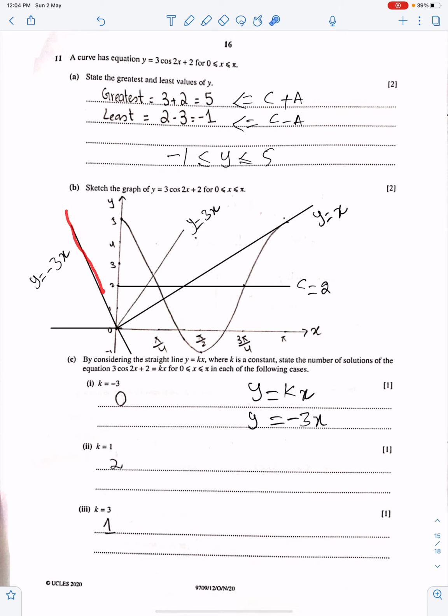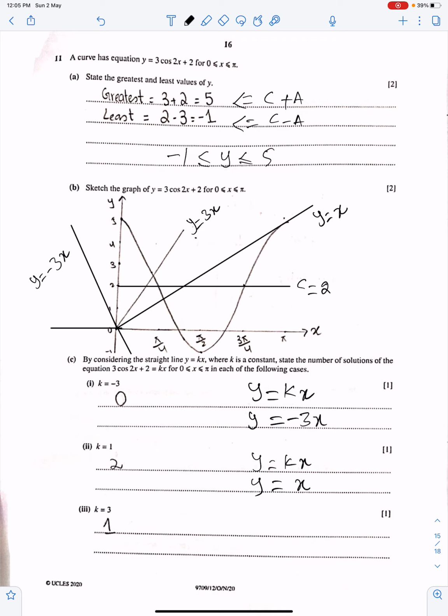Since this line does not intersect this curve, there is no solution, meaning zero solutions. This line is not intersecting this curve, so no solution. Now second, k is 1. So when k is 1, this line will become y is equal to x. See, this line intersects the curve at 2 points. So there are two solutions.